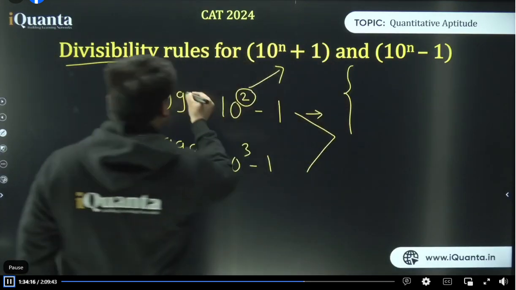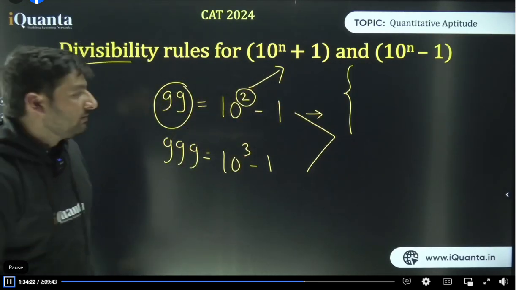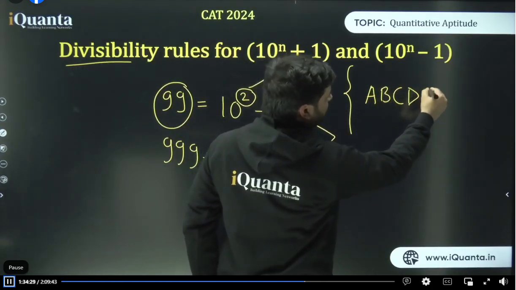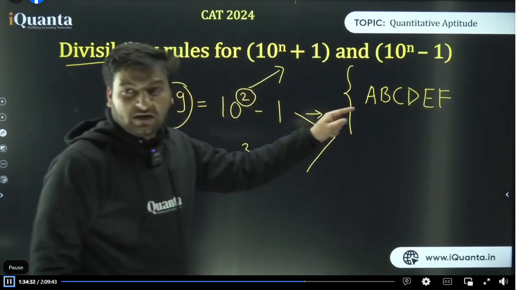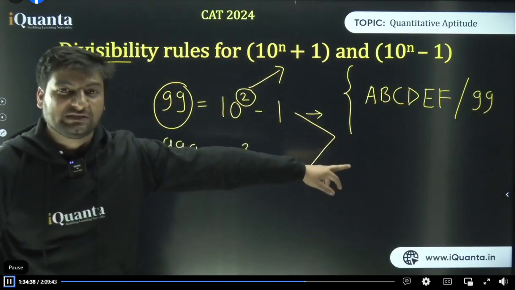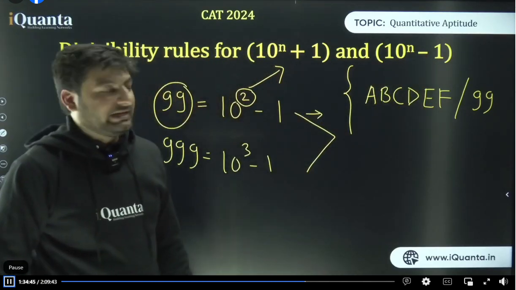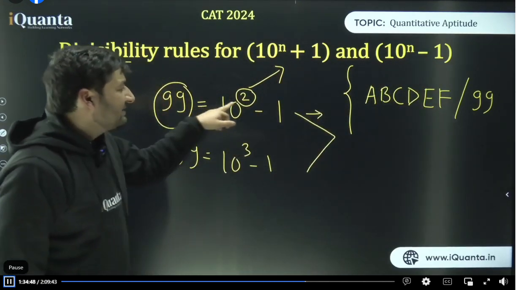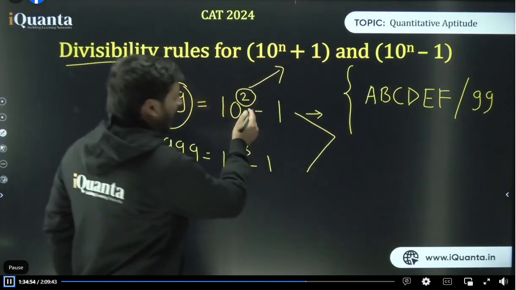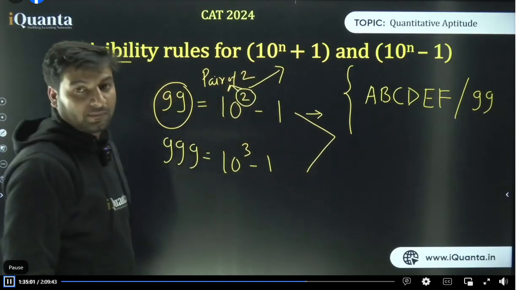Now, divisibility of 99. How will I write the divisibility of 99? Learn that, because it is 10 square minus 1. Suppose I have been given a big number, A, B, C, D, E, F, and I am trying to check whether this number is divisible by 99 or not. What is 99? It is a number of the form 10 to the power n minus 1, 10 square minus 1. So for divisibility of 99, what will I do? I will make pairs of 2 digits.